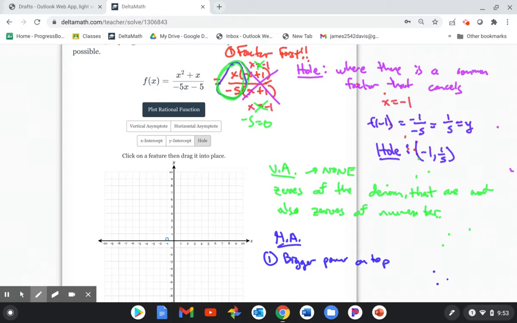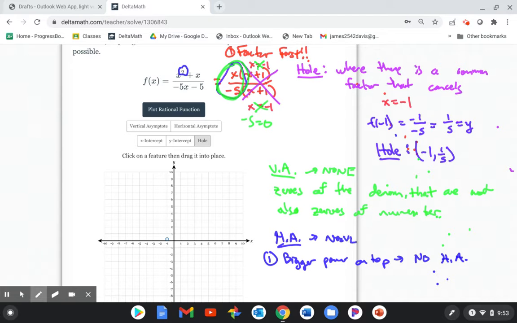If the bigger power is on top, that implies that there's no horizontal asymptote. The bigger power is on top, which is the case in this one because we got an x squared. So when we look at the original, we got an x squared on top and next to the first power on this one. So in this case, there is going to be none.